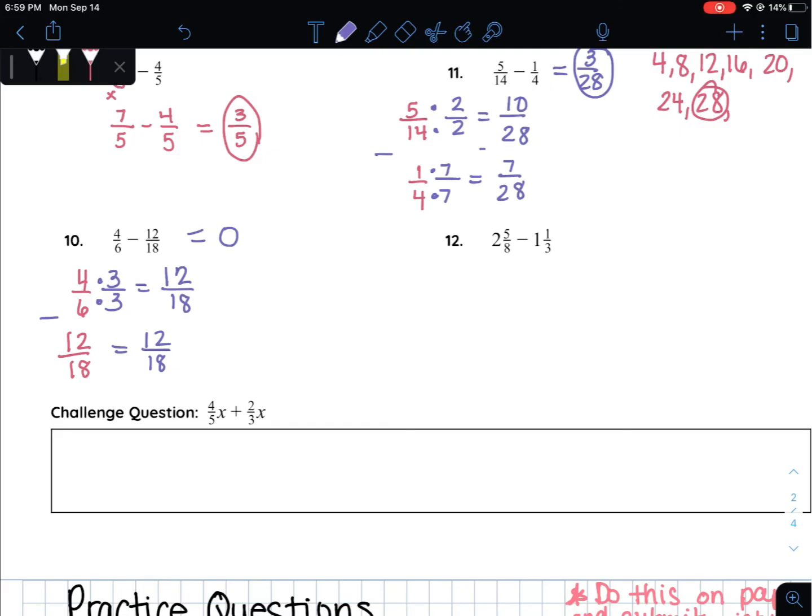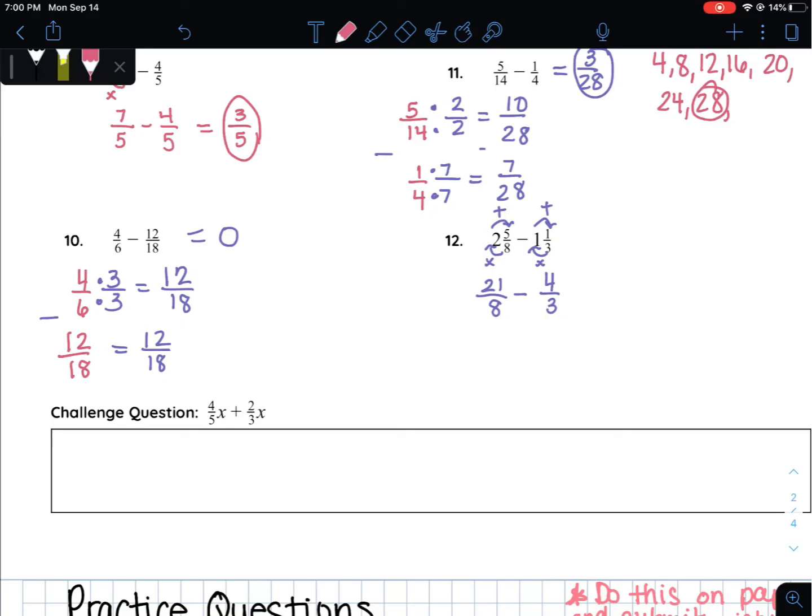Okay, last one. This one's a little harder. It's got 2 mixed numbers. So multiply and then add. 8 times 2 is 16. Plus 5 is going to be 21/8. Minus, go ahead and multiply and then add. So 3 times 1 is 3 plus 1 is 4 thirds. Now we've got eighths and thirds. They don't match. They're not the same. So to do this problem, we have to do some converting. We have to make a common denominator.